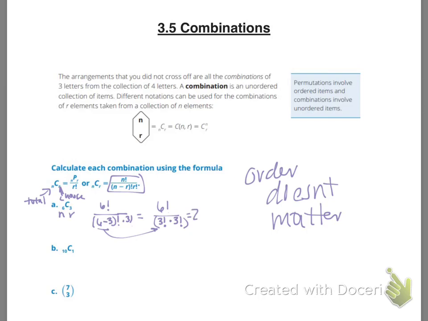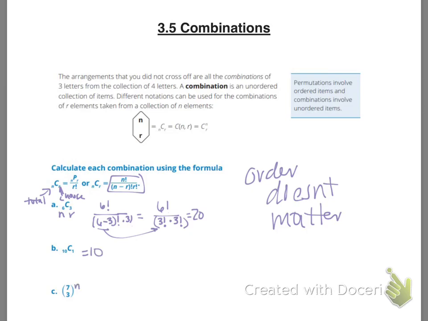And I get my answer is 20. Okay, but we also have the cheat. So my next one here, type in 10, press math, go to your PROB section. Instead of nPr, you're going to use nCr, type in 1, and you're going to get your answer is 10.